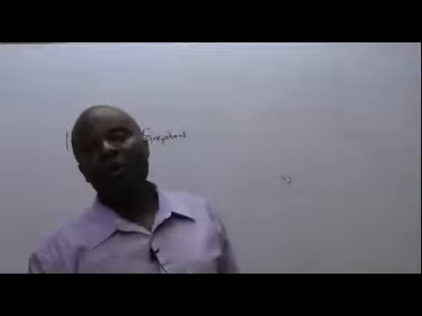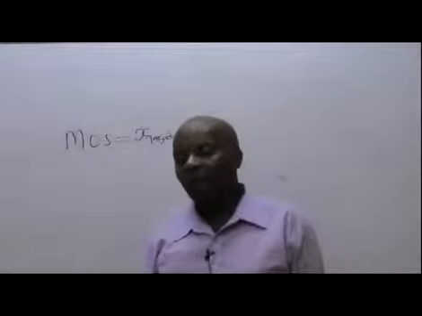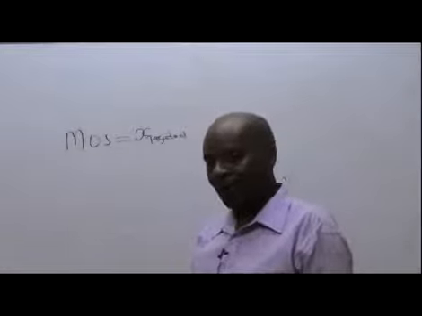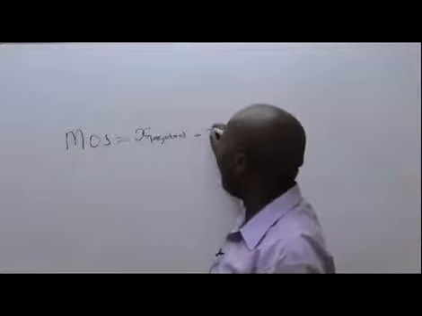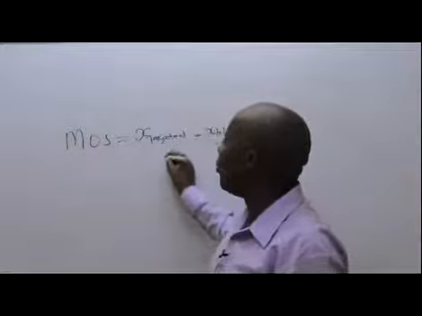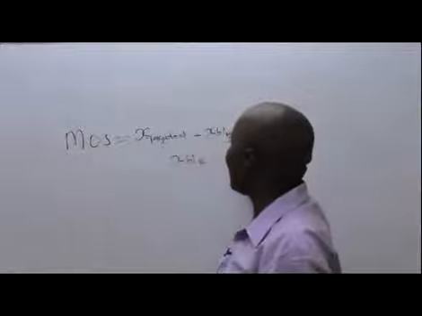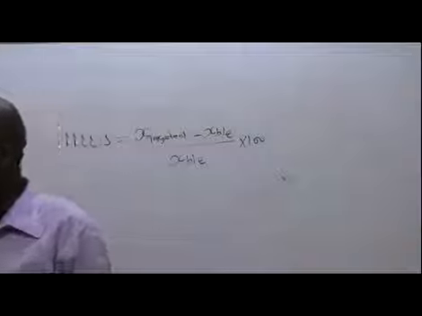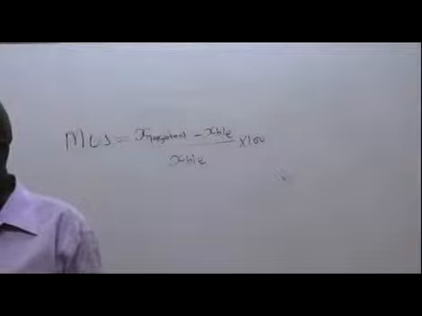What quantity are we targeting to sell in a particular period? Minus the break-even quantity, all over the break-even quantity, times 100. So this is a very important formula to be memorized. If you can't memorize it, you'll get yourself into problems.